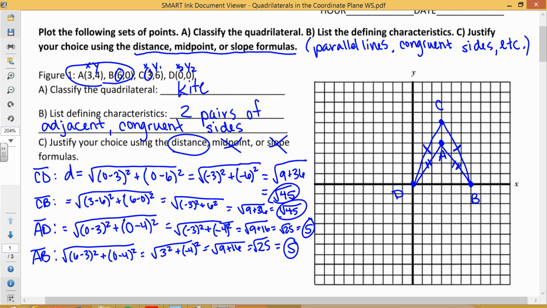Okay, so again, if you're doing the worksheet and you're checking to see if something has congruent sides, you're going to use the distance formula to measure how long those sides are and compare them. Okay, if you guys have any questions, feel free to ask, and hopefully you guys can work on this together and do well. Thank you.